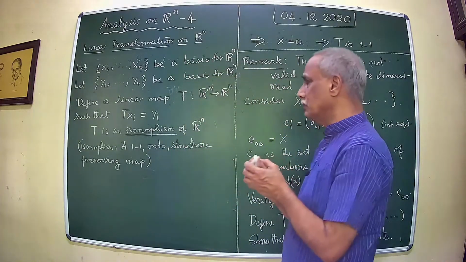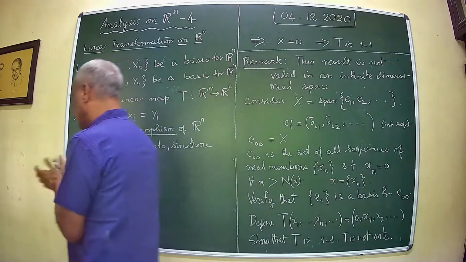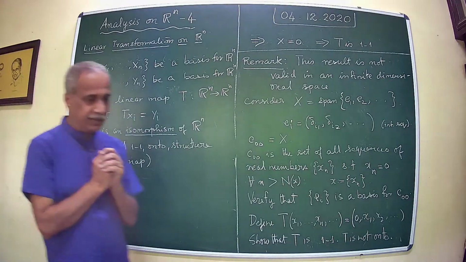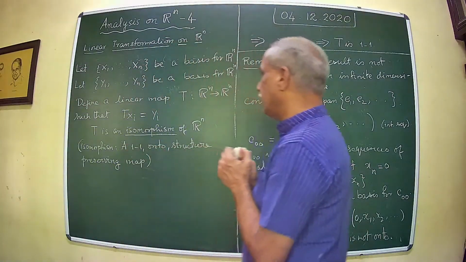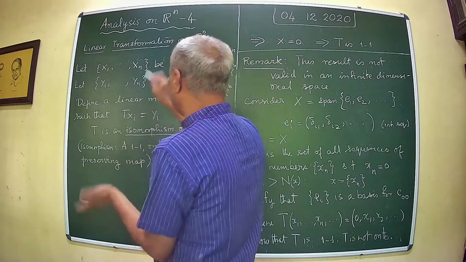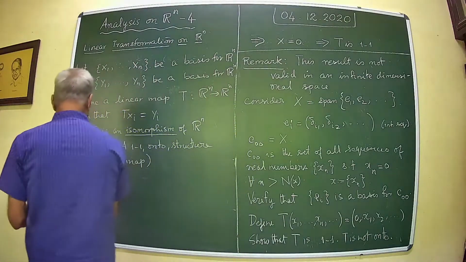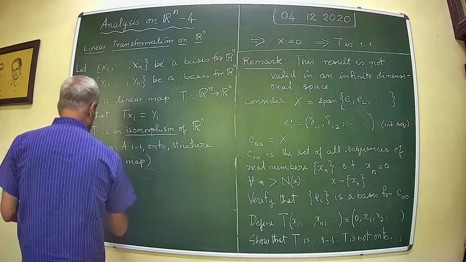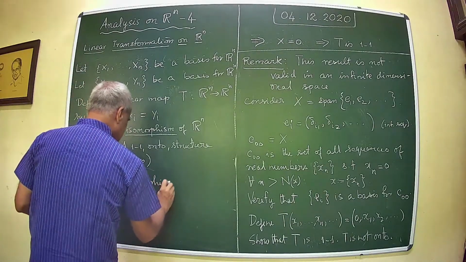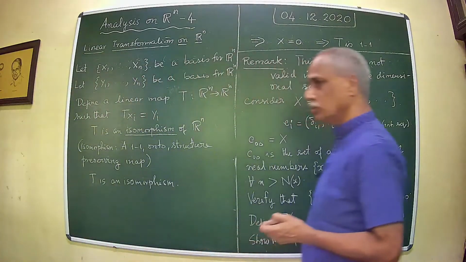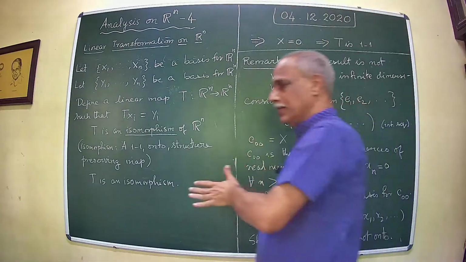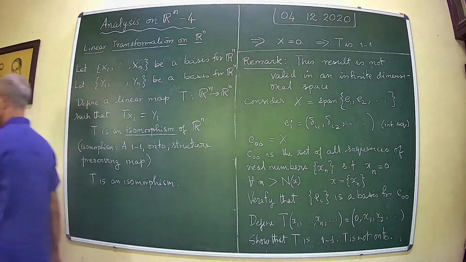So here you see that if you take a linear map from Rn to Rn, which is defined in the following way, that you take one basis, you take another basis, with that you can define a T. Then here T is an isomorphism. So by connecting a basis with another basis, you can get an isomorphism.